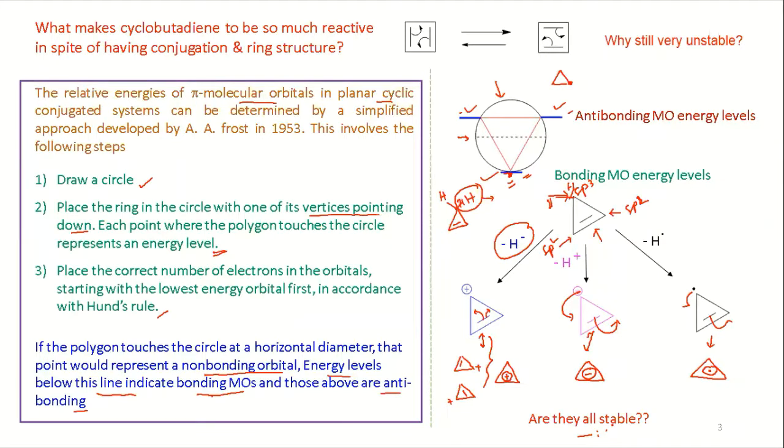This can be explained by this particular Frost diagram. What you do is, this is the three-membered cyclic system, the Frost diagram. Now you have to place the electrons only. When you have this cyclopropenyl cation, how many electrons do you have here? How many electrons for this cation?